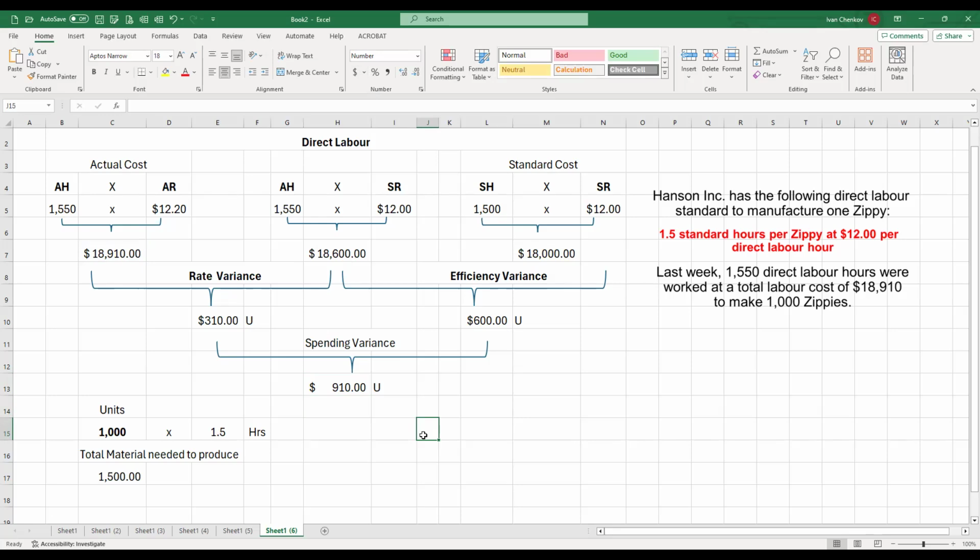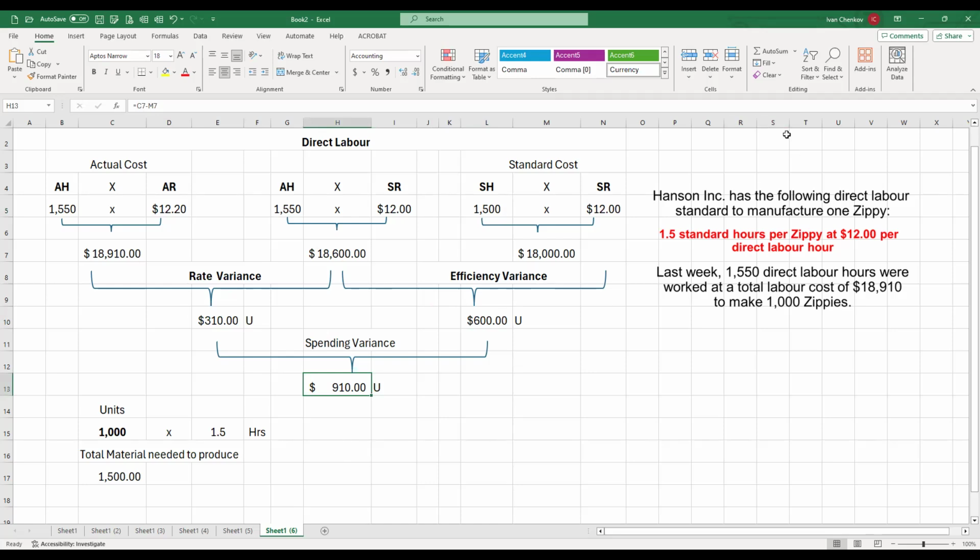Now the question is, what's happened in reality? The hours increased by 50 hours, and we increased the rate by 20 cents. The 20 cents times 1,550 gives us a 310 unfavorable variance. The increase in 50 hours gives us $600 more. Overall, we're overspending by $910.